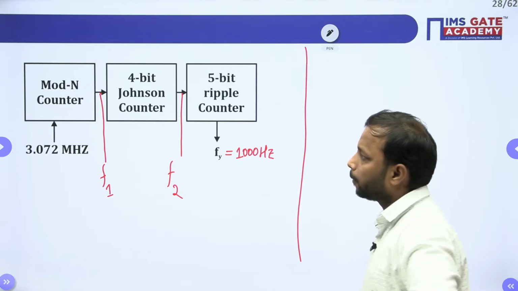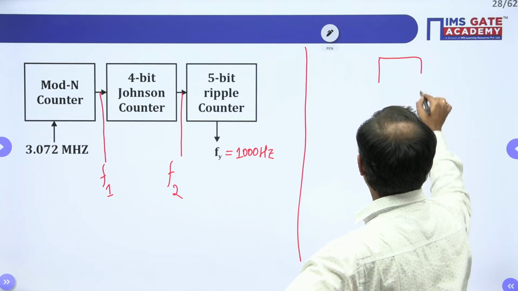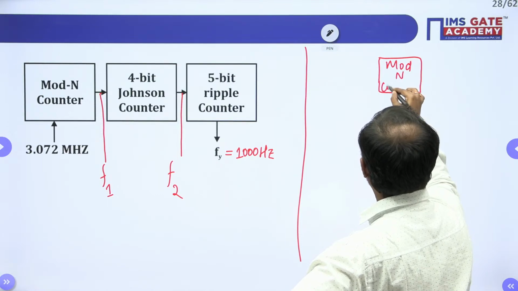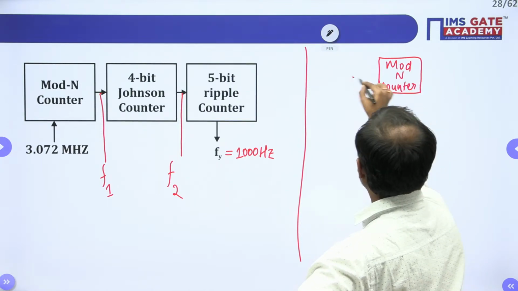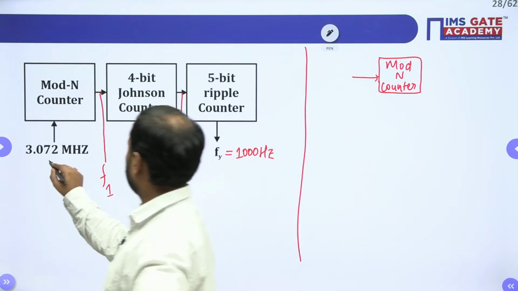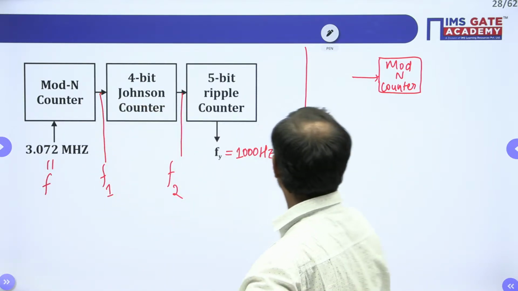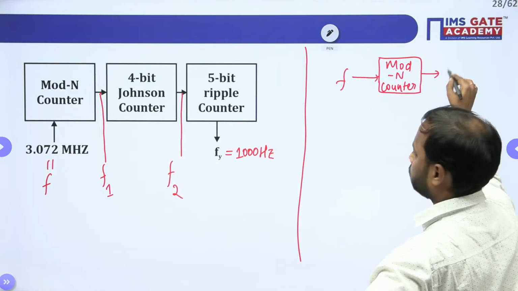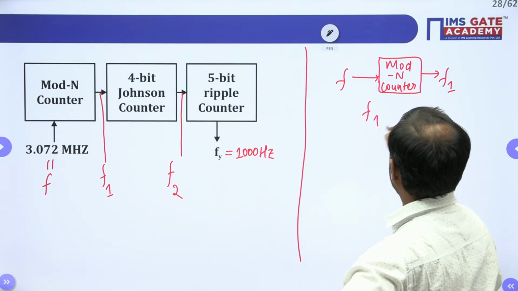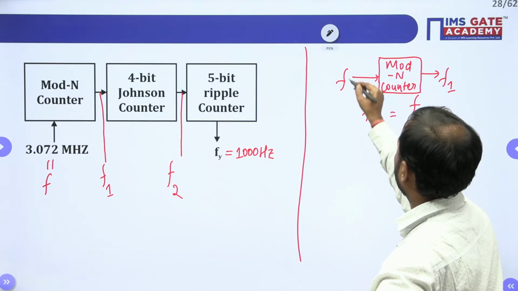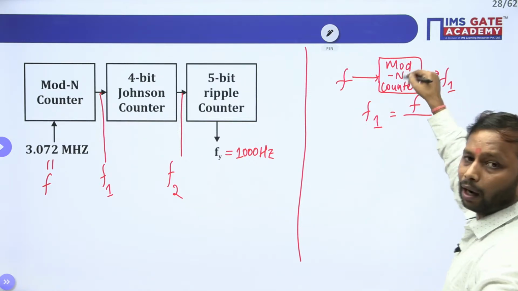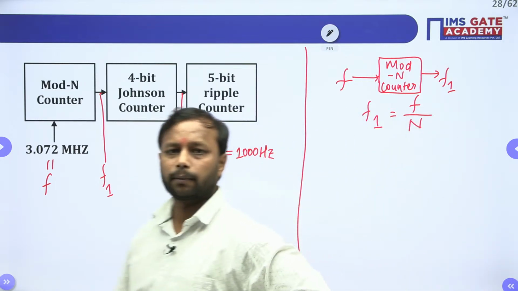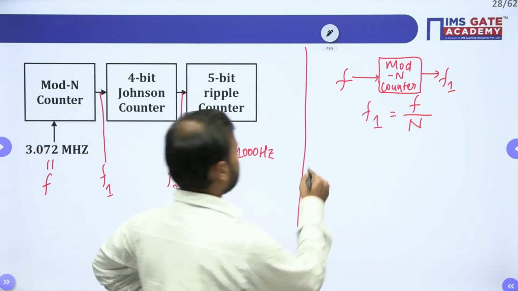All right, my dear friend. Now see here, if you have a mode n counter with an input frequency, let us take this frequency as F, and the output of the mode n counter as F1. Then your F1 frequency will be equal to the input frequency F divided by the mode, where the mode value is n. So this will be the output frequency of the mode n counter. All right.